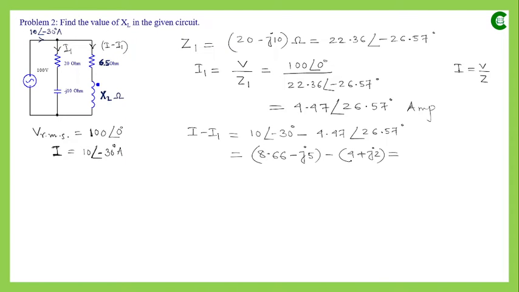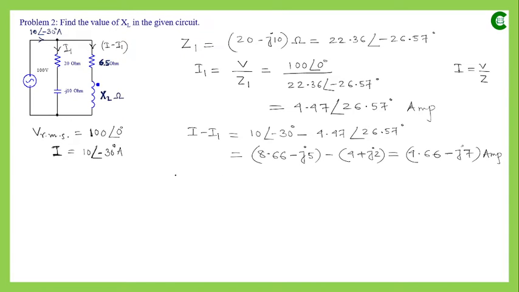Now the real values can be easily subtracted, so it will be 4.66, and the imaginary parts of those two values are negative, so they will be simply added. So with that we will have a negative sign, 5 and 2, so it will finally be minus j7 ampere. So this is basically I2, the current in the second branch.